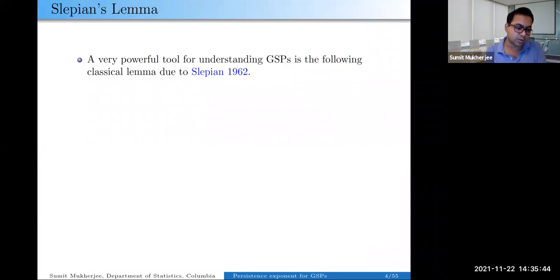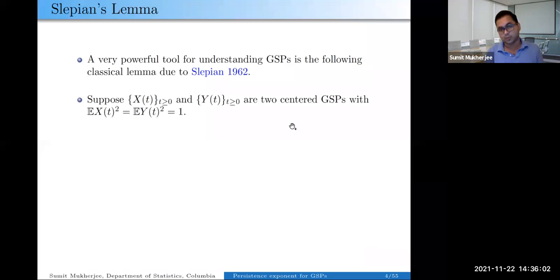Okay, so what is known about this? A very classical and powerful tool in this area is due to Slepian. It's called Slepian's lemma, or Slepian's inequality, given in a paper in 1962. Roughly it says the following.